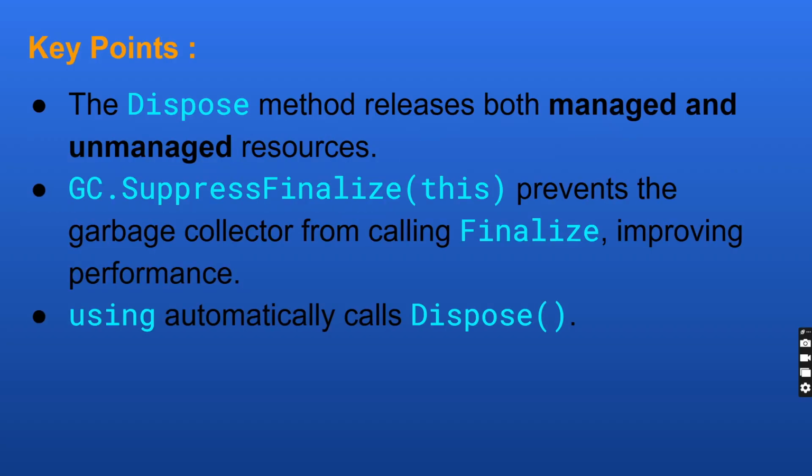The dispose method releases both managed and unmanaged resources. You can see GC.SuppressFinalize, that means the garbage collector suppresses finalize, preventing the garbage collector from calling finalize, improving performance. Using automatically calls the dispose method. Now we will see in the code how it works.